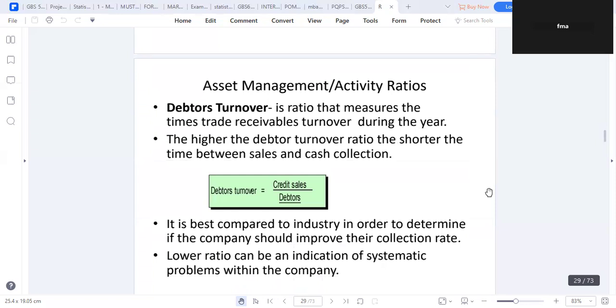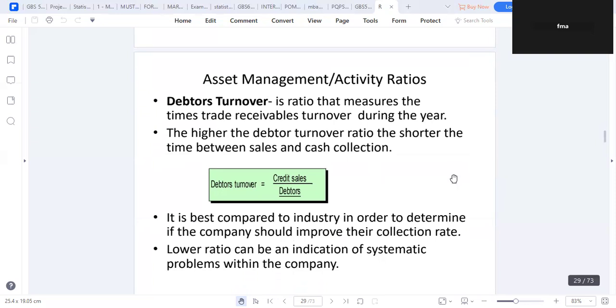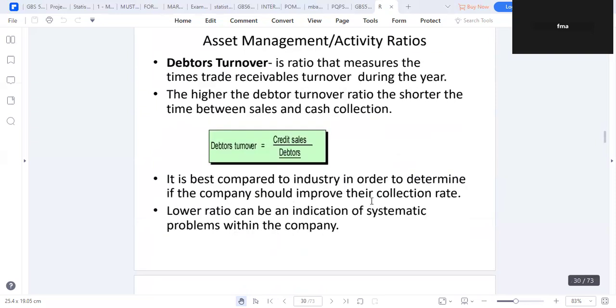All right, so we go to another activity ratio, which is the debtors turnover. It measures the number of times trade receivables are collected during the year. So if you have a higher debtors turnover, it means that you have a shorter period between which the sales are made and the cash is collected. So it's better to compare against the industry average. So it's given by credit sales over debtors.